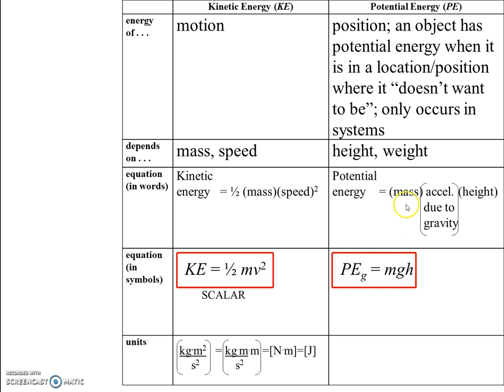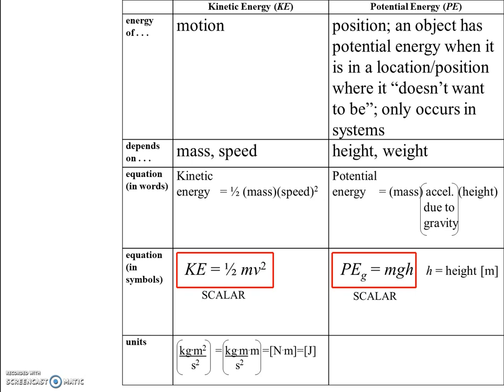Now right up here, we said it depends on height and weight, and clearly the height is going to be the h in the equation. Where's the weight? Well, it's right here. mg, of course, we know is the equation for weight. This really then is weight times height. This, of course, is a scalar quantity, just like kinetic energy, just like weight. And we'll define h as our new symbol for height.